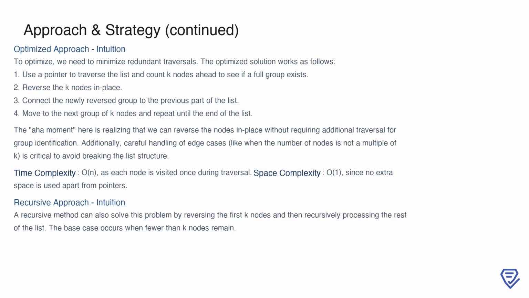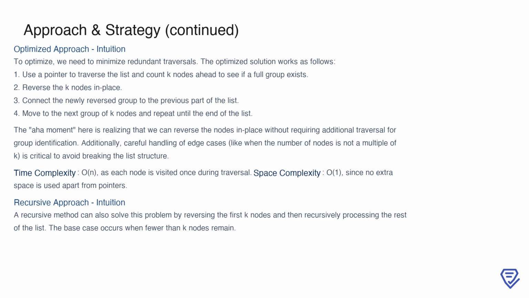Now, to improve efficiency, we turn to the optimized approach. Here, we aim to avoid redundant traversals by combining the processes of group identification and reversal. Using a pointer, we scan the list to count K nodes ahead, ensuring that a full group exists before proceeding. Once a group is identified, we reverse its nodes in place and connect this newly reversed group back to the preceding portion of the list. Afterward, the pointer moves to the next group of K nodes, and the process repeats until the end of the list. The key insight here is that we only visit each node once during traversal, which reduces the time complexity to n.